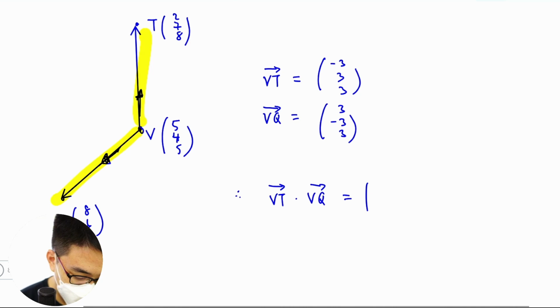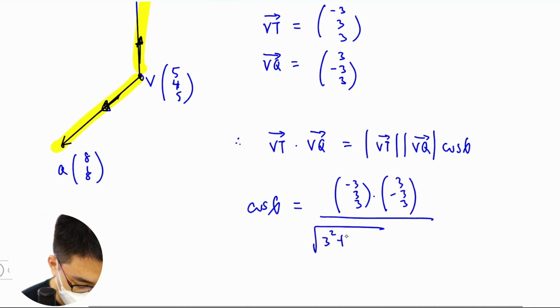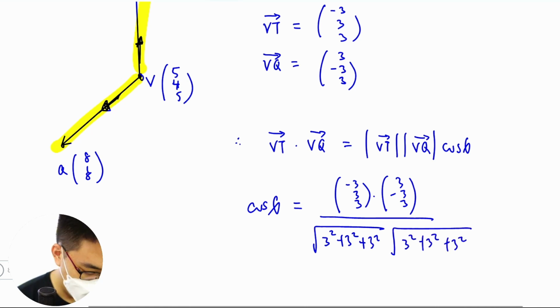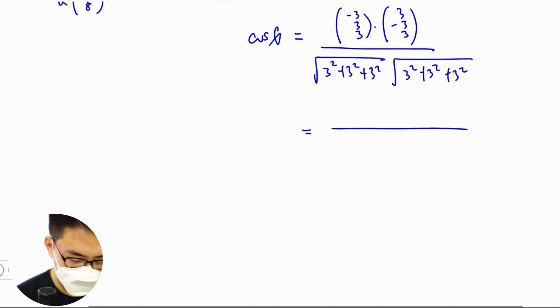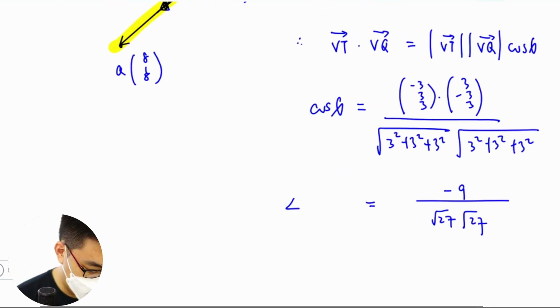Okay, don't mod it, don't mod it because now it's an obtuse angle. So cosine theta, dot with, 3 squared, 3 squared. This will be 27, root 27, minus 9, angle PVQ.